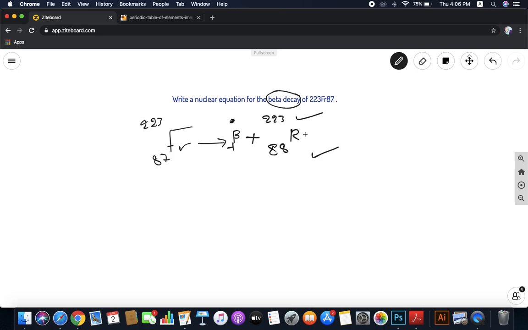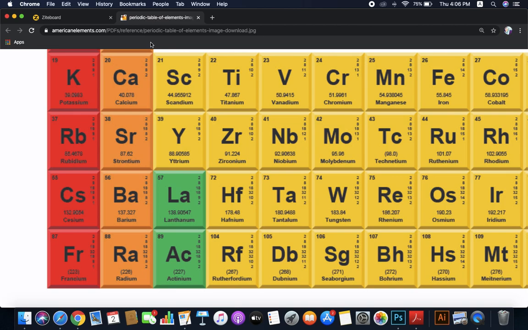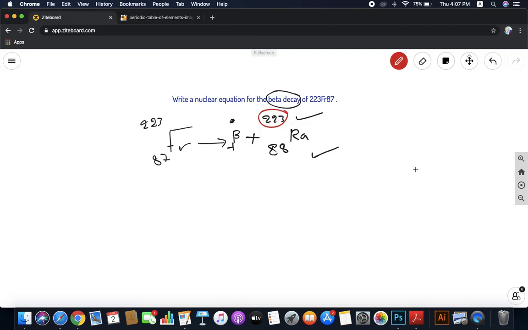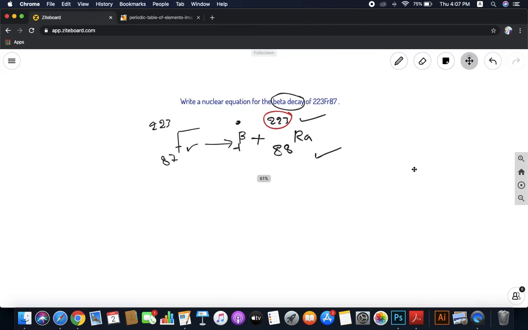So radium is 88. Now, if you noticed here, the atomic mass for radium here is 223, but the atomic mass from the periodic table here is 226. So those are isotopes. Both of them are radium, but the first one is an isotope for the second one. Now this is decay, nuclear beta decay. Let's do another one.